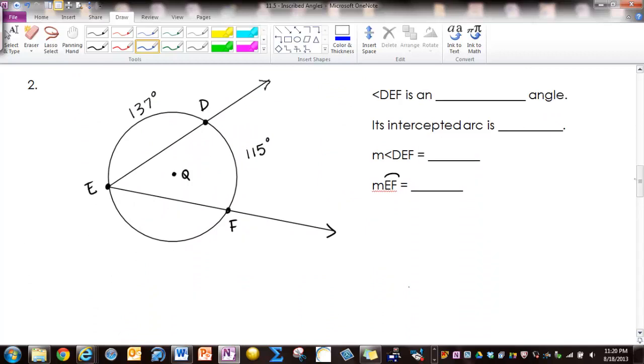Moving on to question 2, we're given a diagram. And now we're given angle DEF, and we're asked to say what type of angle this is. So I'm tracing now in yellow angle DEF, and if you notice here, the vertex of angle DEF is at E, which is not at the center of the circle anymore. E is located on the circle, and the sides of angle DEF contain chords. So, therefore, angle DEF is what we call an inscribed angle.